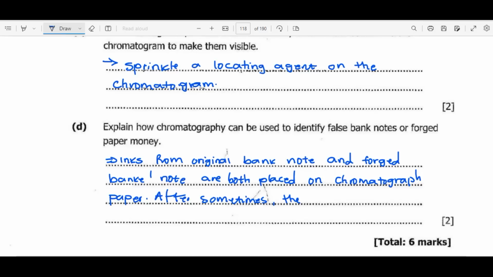So say now after some time, the inks will move or separate at different speed.